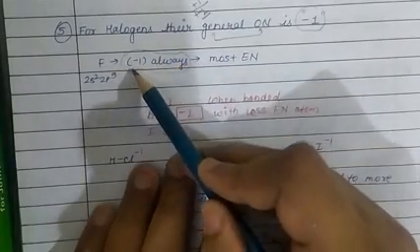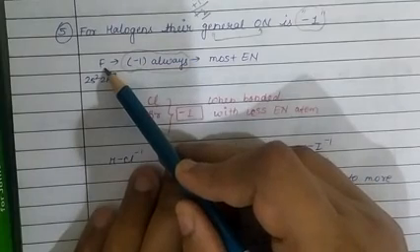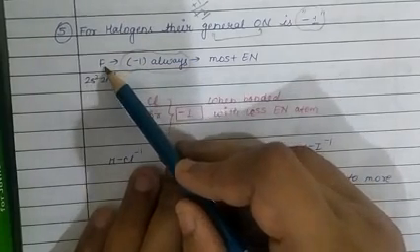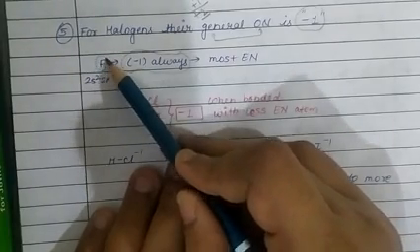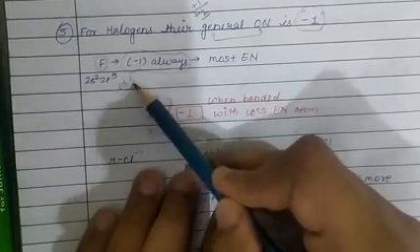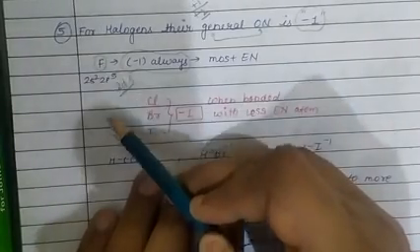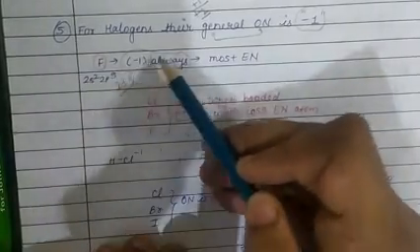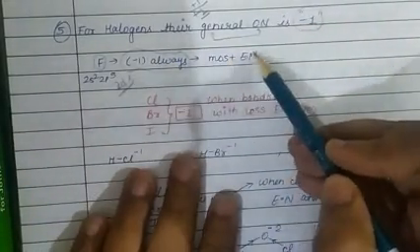Why does fluorine show only -1? Because in fluorine there is no vacant d orbital. Fluorine is a second period element. There is no vacant d orbital, as 2d does not exist. Therefore, with no d orbital, fluorine shows only one oxidation state, which is -1. And fluorine is the most electronegative element.